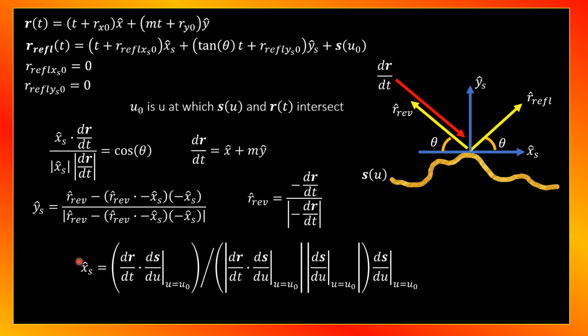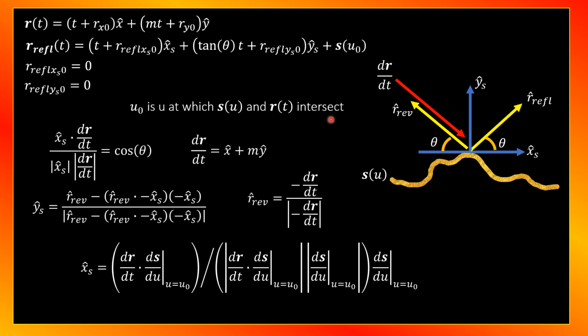X hat s is calculated by doing what we did in prerequisite concept 2. We find the unit vector in the direction of the projection of dr by dt projected onto ds by du at u naught, because u naught is the point of intersection, or sorry, the u at which s of u and r of t intersect.